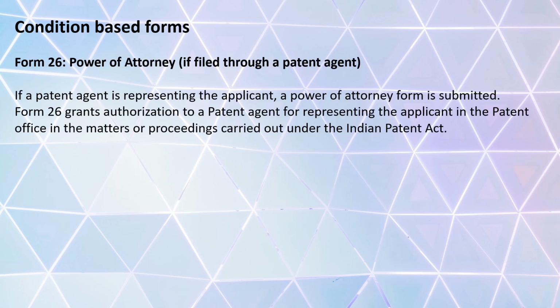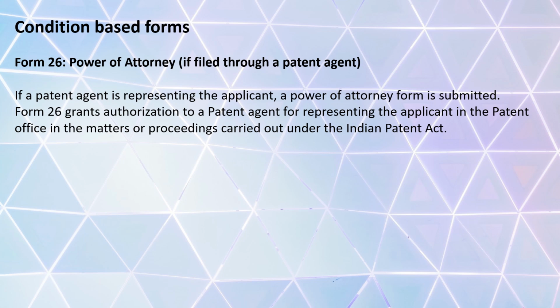Then the next is the condition-based forms. Condition-based forms are something which you have to file only if you are falling under that specific condition. So let's see what those conditions are. Okay, so the first form is Form 26, power of attorney, if filed through a patent agent.